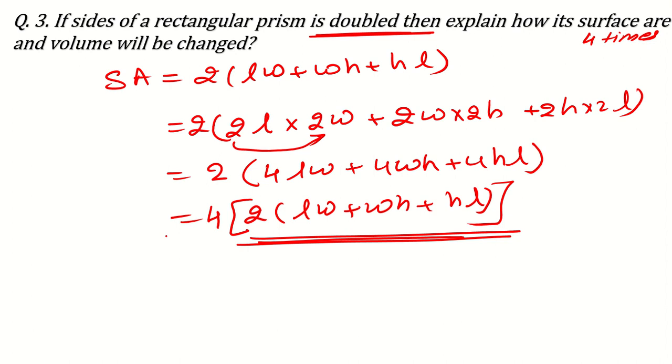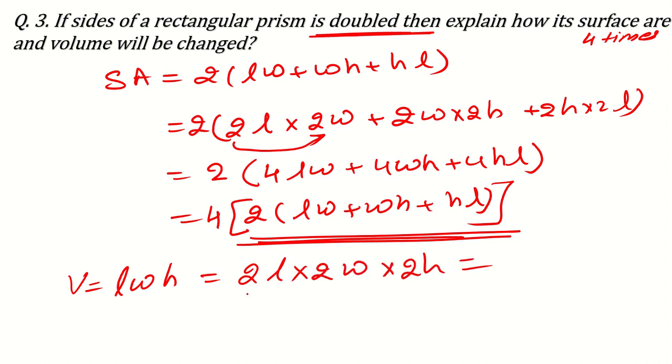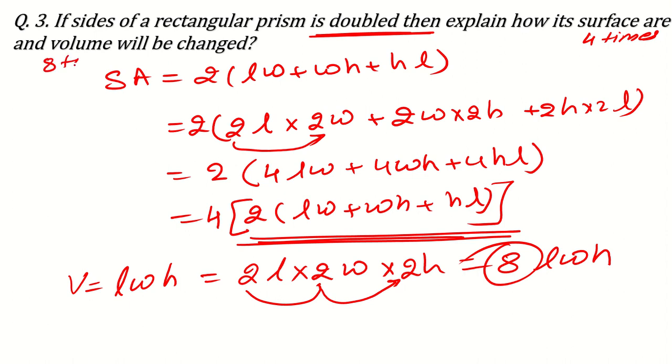And what about volume? Volume formula was LWH. So every side is doubled, so twice length, twice width and twice height. So it will be 2 multiplied 2, 4, 4 multiplied 2, 8. So 8 times LWH. So new volume will be 8 times. Okay, and new surface area will be 4 times the original one.